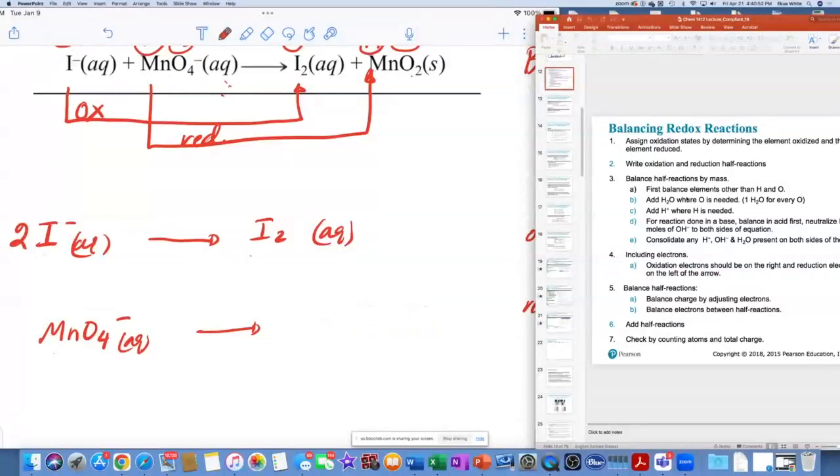This is MnO2 solid. Let me add two waters because I need two oxygens on the right. That's going to be liquid. In bringing in two waters, I bring in two oxygens. Now I have to balance the hydrogen. Plus four hydrogens on the right, because rule number 3C says add H plus where H is needed. Okay. So we're doing good.